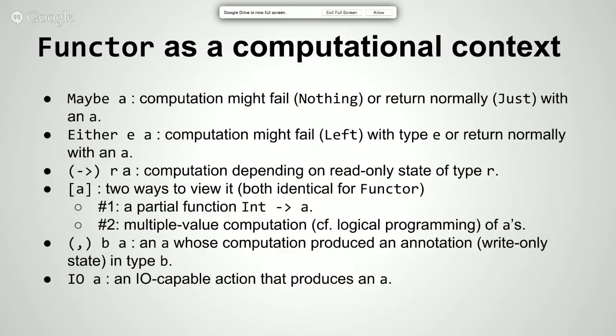Pair BA is a computation that produced a write-only state of type B. And finally, IO of A is an IO-capable action. It can do anything that the computer can do, and it produces an A.